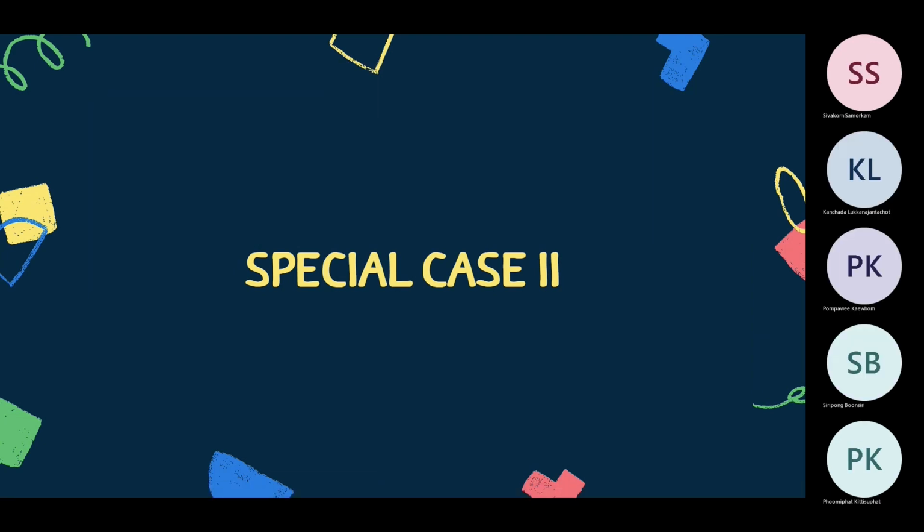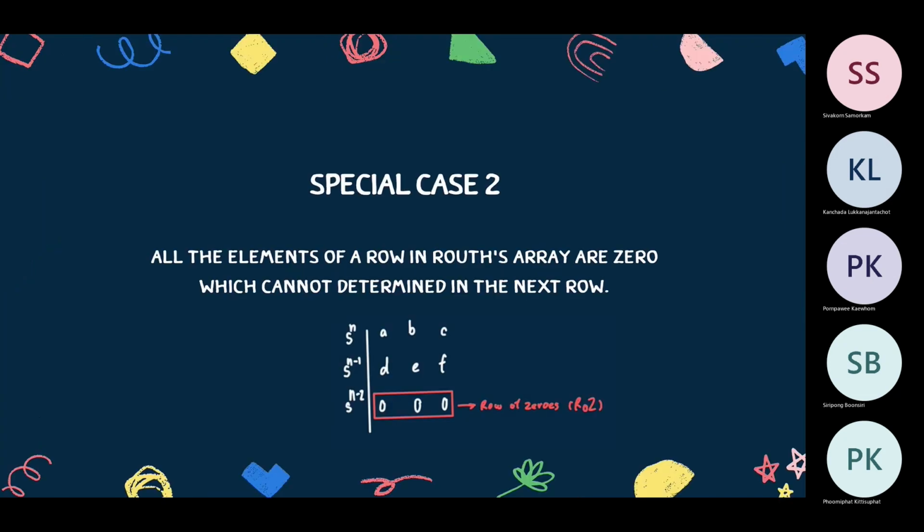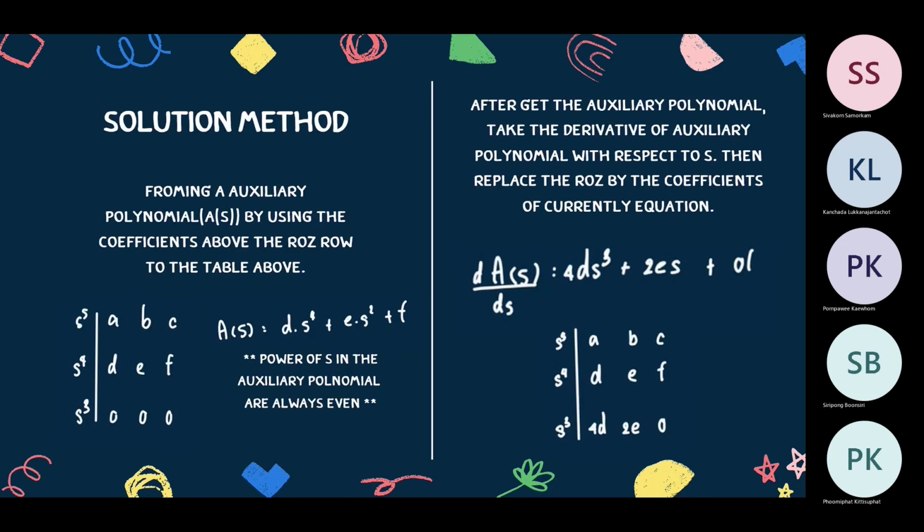For special case 2, all the elements of a row in the Routh array are 0, so we cannot determine the next row, as you can see in the last row. For the solution method, form an auxiliary polynomial A(S) by using the coefficients of the row above the zero row in the table. After getting the auxiliary polynomial, take the derivative of the auxiliary polynomial with respect to S, then replace the zero row by the coefficients of the resulting equation.